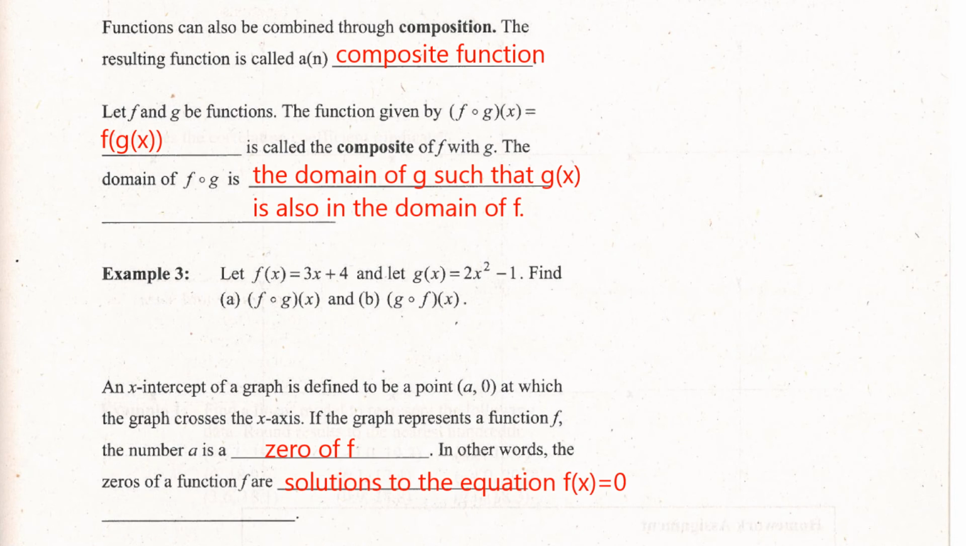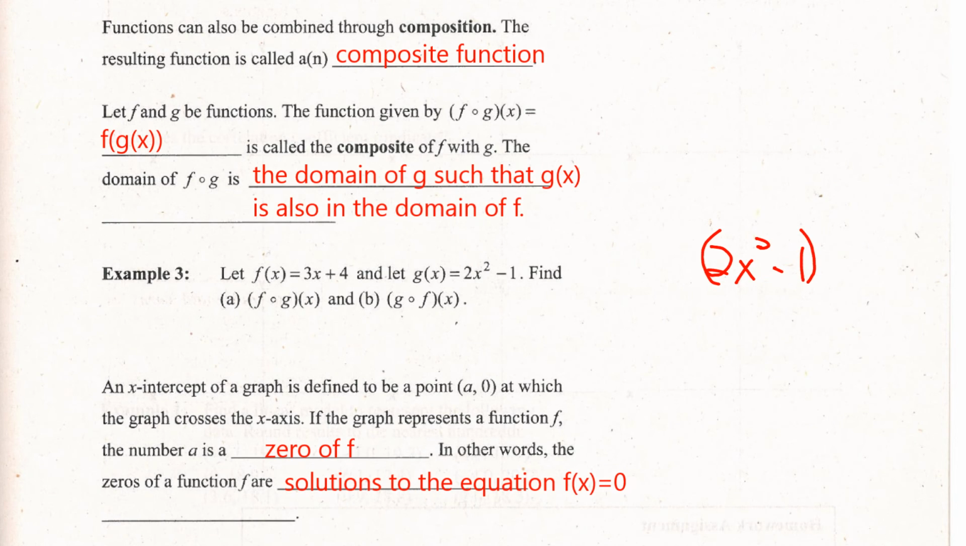Now, look at example 3, what we have down there. You want to find f of g of x. That's how you would read that. F of g of x. What you're going to do is you're going to take g of x and you write it down. 2x squared minus 1.